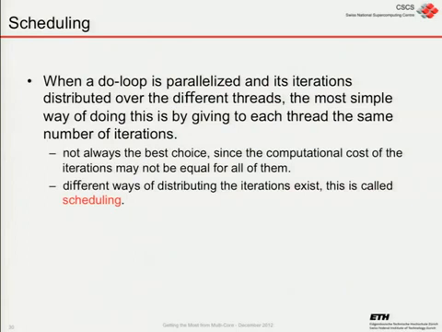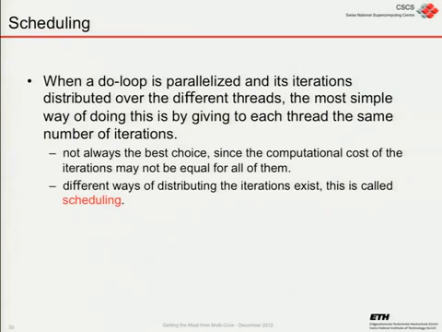So, scheduling. When a do loop is parallelized, we said before that by default we take these iterations, say 100 iterations and 4 threads. You get the first 25, you get the next 25, and so on and so forth. But that's not necessarily always the best way of doing things.